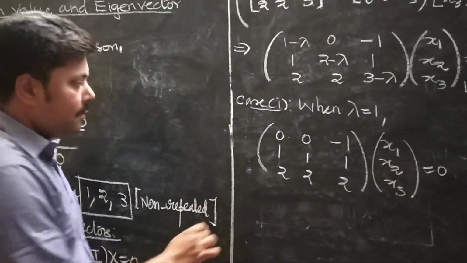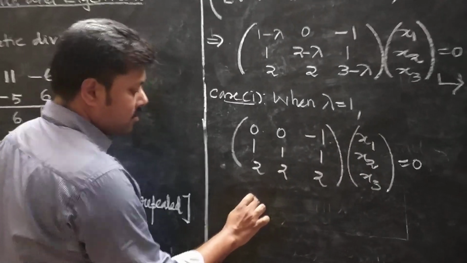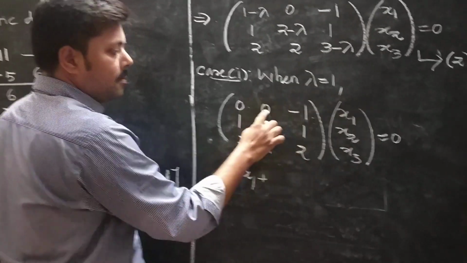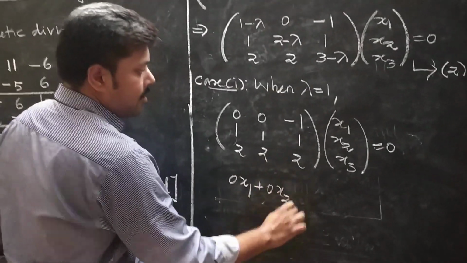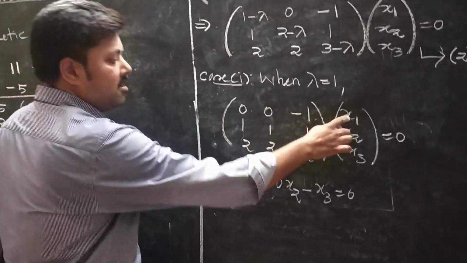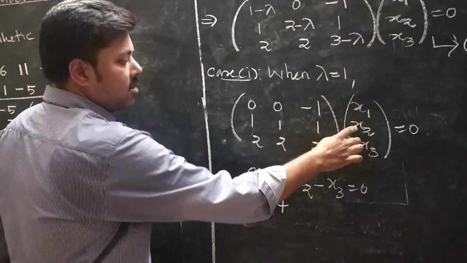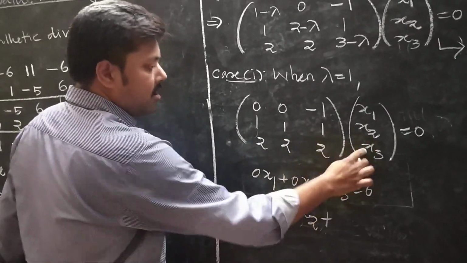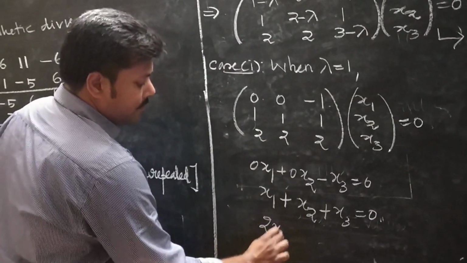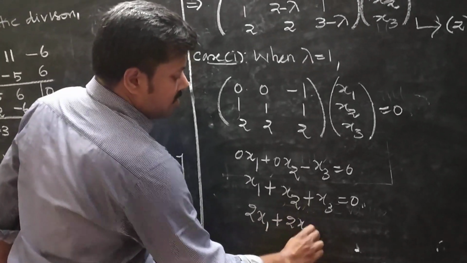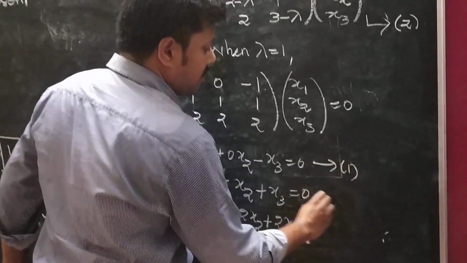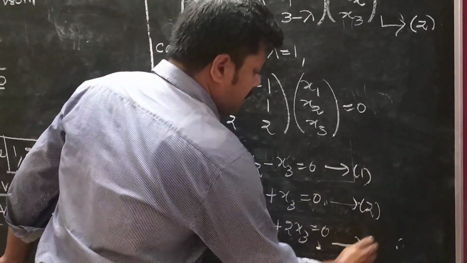So just multiply, right? Multiplication of two matrices. First row, first column: 0 into x1 plus 0 into x2 minus x3 equal to 0. And then the second equation: x1 plus x2 plus x3. The third equation is 2 into x1 plus 2 into x2 plus 2 into x3 equal to 0. So give some numbers: let it be equation 1, equation 2, equation 3.